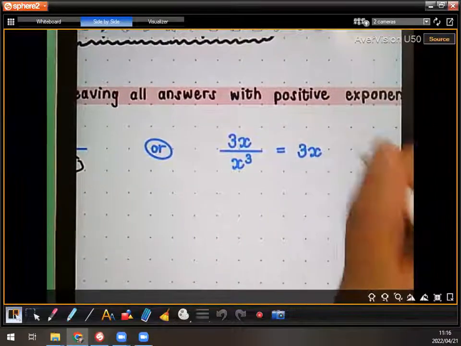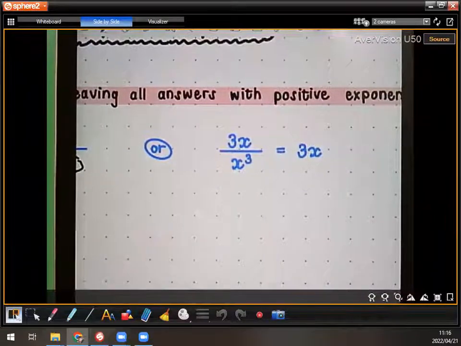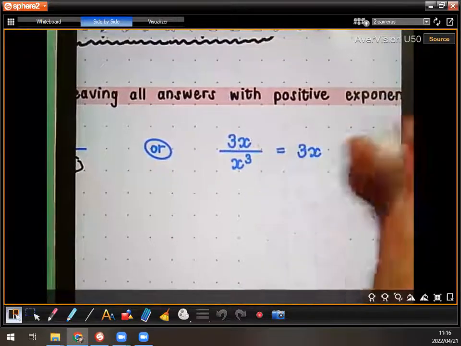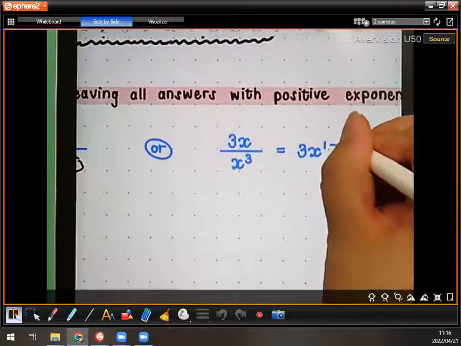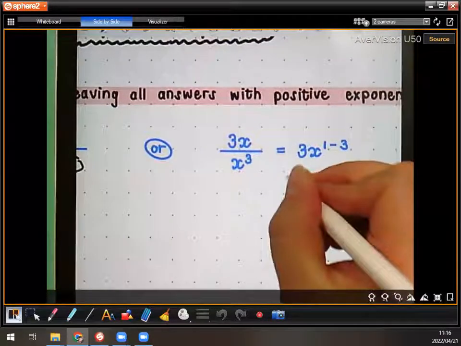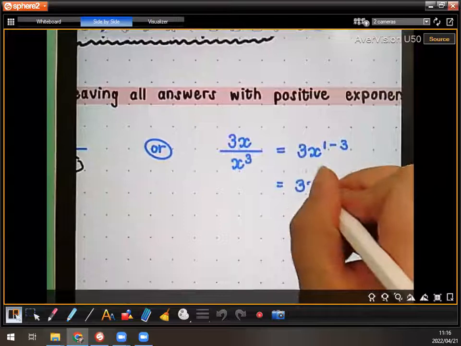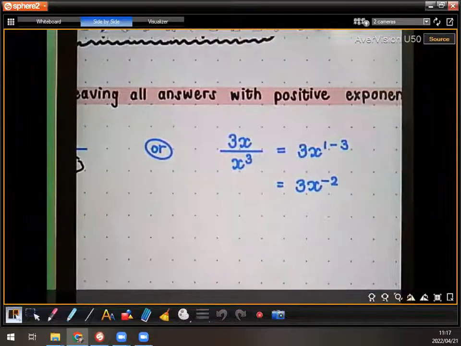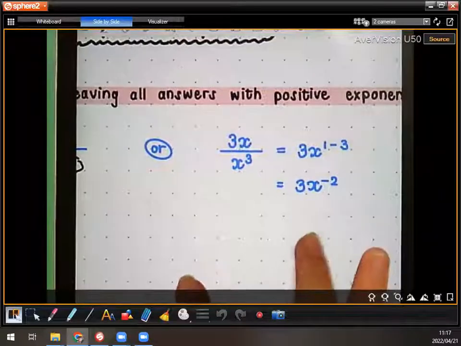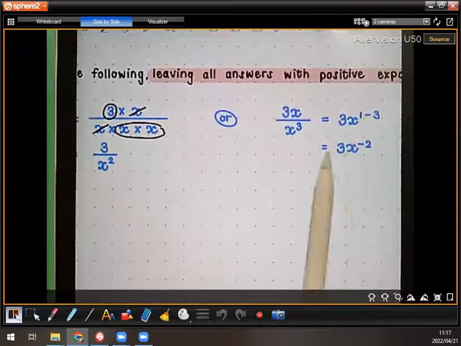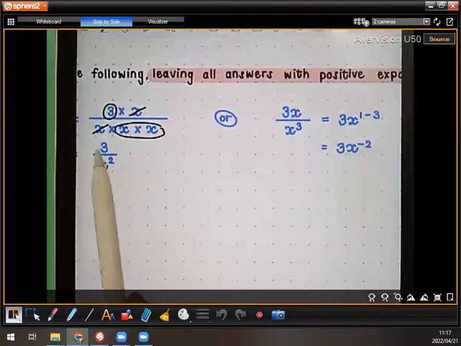Then you have your x. What exponent of x do I have at the top? What's the exponent of x here? A 1. So you would say 1 minus the 1 at the bottom, which is 3. You get 3x to the, what's 1 minus 3? Negative 2. Now guys, if we're looking at our two answers, if we compare them, we see we have 3x to the negative 2, but that's actually the same as 3 over x squared.